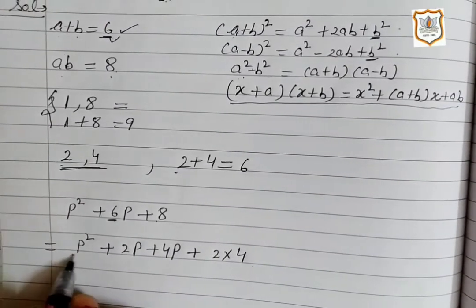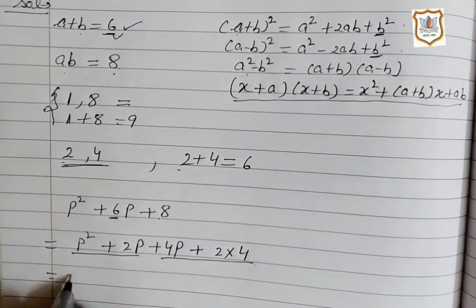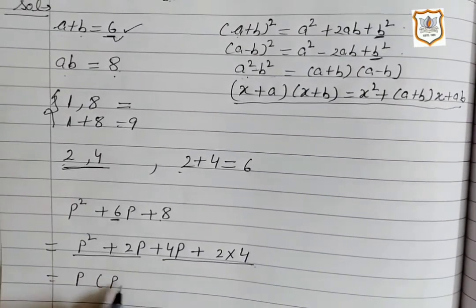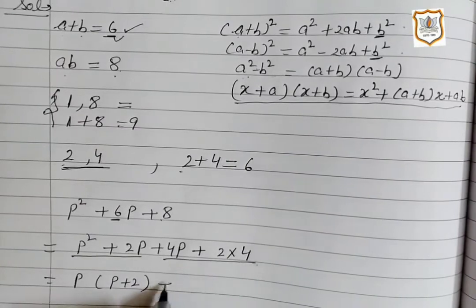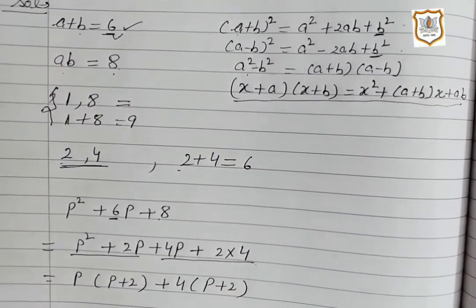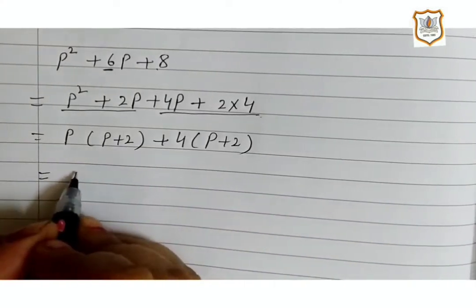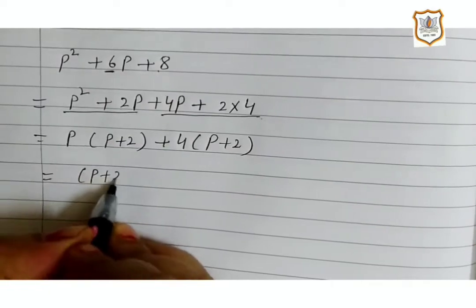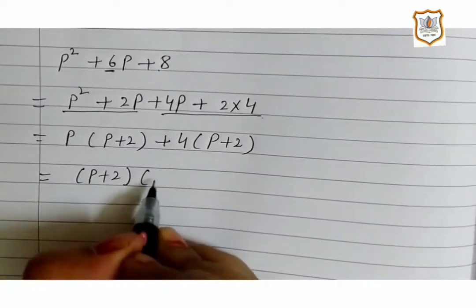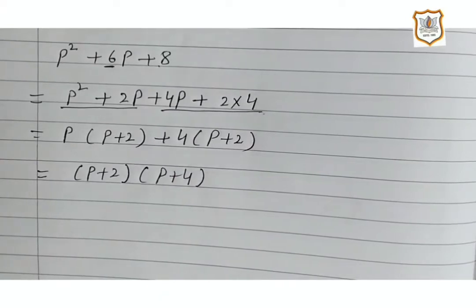Now students, we will form the pairs of two terms. Here in the first pair the common factor is p, so in the bracket we will write p plus 2, and in the second pair the common factor is 4, so in the bracket we will write p plus 2. Now we will take the common factor first and we will write it as p plus 2, and the other factor is p plus 4. These are the factors of this question.